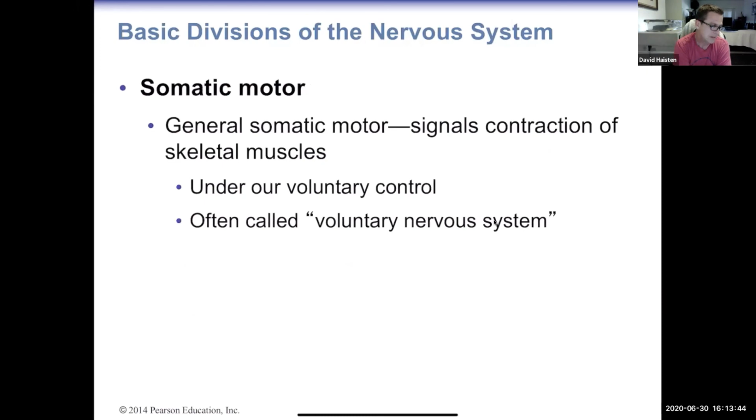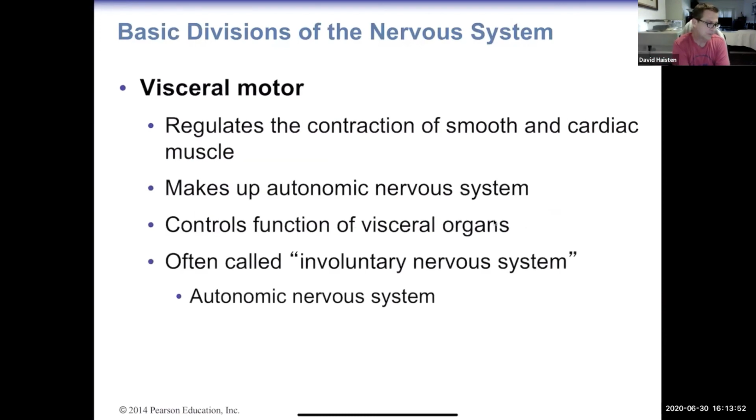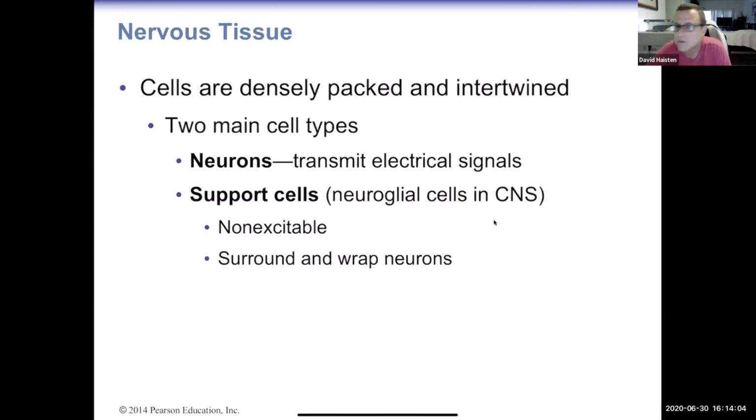Okay, SM. Voluntary, the voluntary nervous system. Somatic motor. Skeletal muscle. Visceral motor. Contraction of smooth muscle, cardiac muscle. Stimulate glands. The autonomic nervous system. So there we have it. Those are divisions of the nervous system. So that's the nervous system overall.